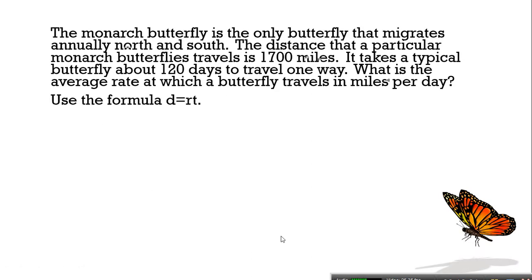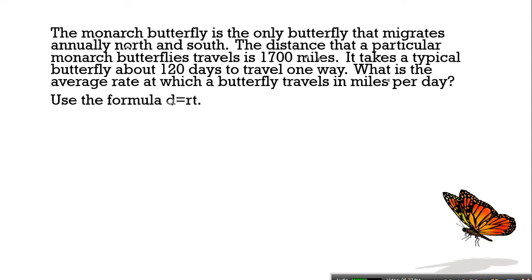Now here's an actual problem when you're actually going to use this. So they say a monarch butterfly is the only butterfly that migrates annually north and south. The distance that particular monarch butterfly travels is 1,700 miles. That's a lot of miles. It takes a typical butterfly about 120 days to travel one way. So that's just getting from the north to the south one time. What is the average rate at which a butterfly travels in miles per day?